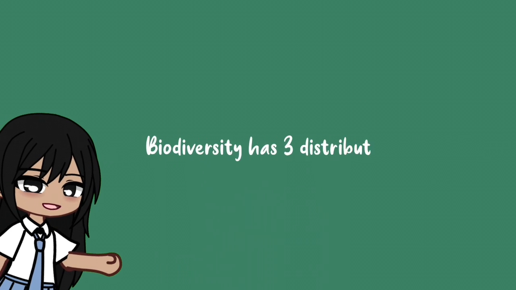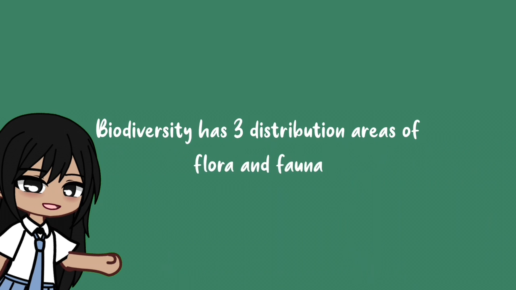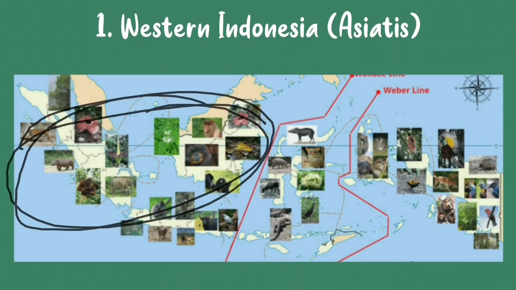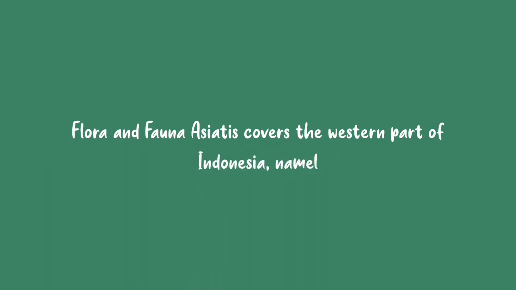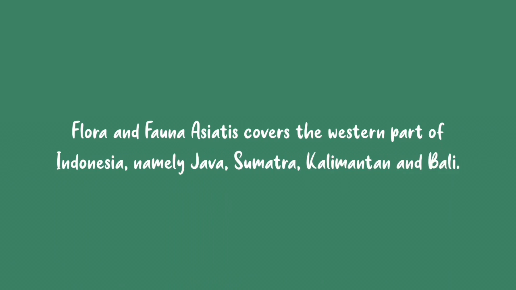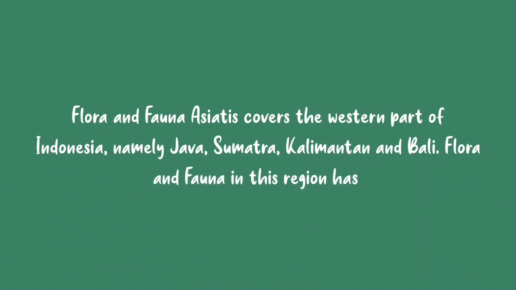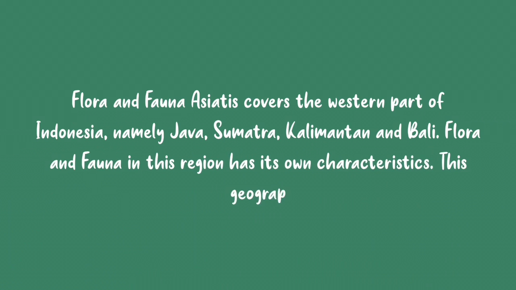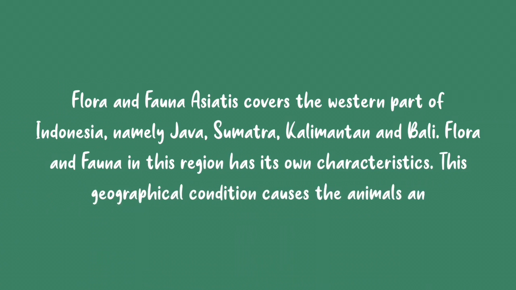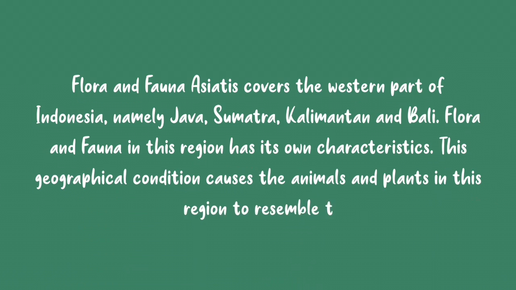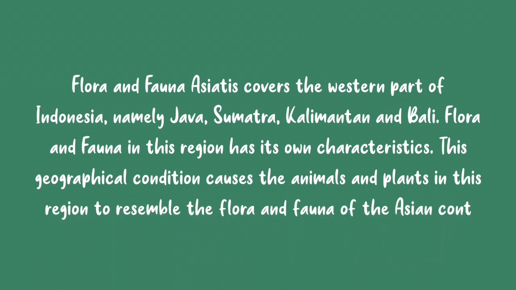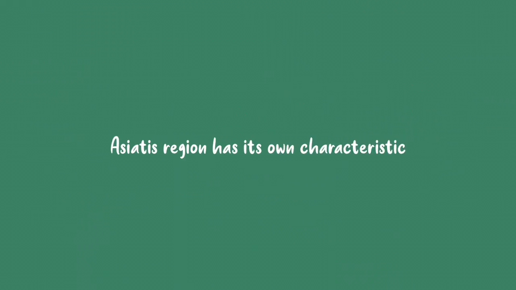Biodiversity has 3 distribution areas of flora and fauna. The first one is Western Indonesia, Asiatic. Flora and fauna Asiatic covers the western part of Indonesia, namely Java, Sumatra, Kalimantan, and Bali. Flora and fauna in this region has its own characteristics. This geographical condition caused the animals and plants in this region to resemble the flora and fauna of Asian continent.